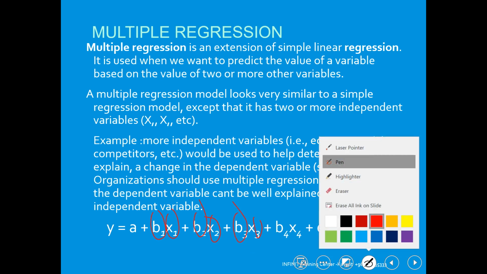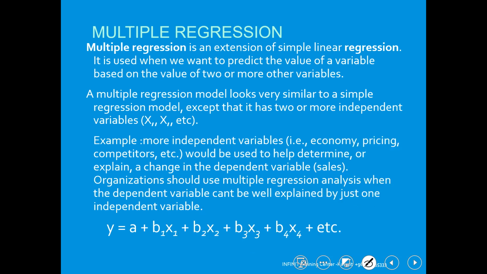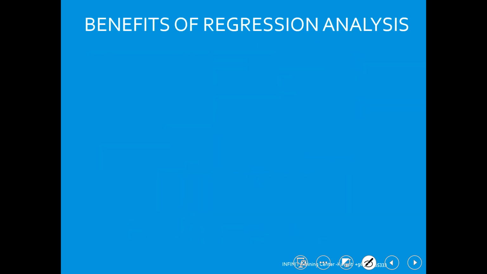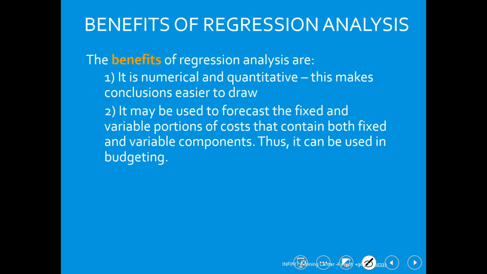So it is an extension of the simple regression. So here it is the same, Y is equal to A, then you have multiple B and X: B1, X1, B2, X2. These are different factors and the relationship of each of these factors towards the sales. So we call it multiple regression.